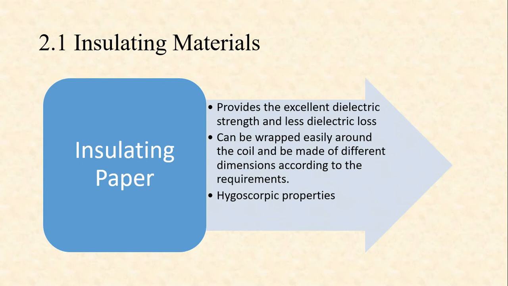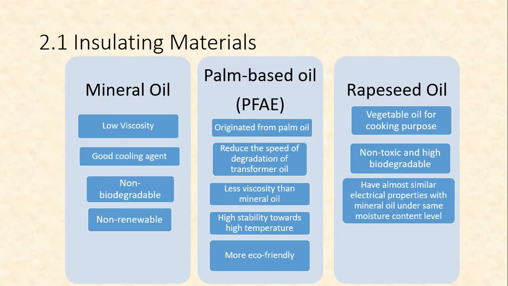And it has hygroscopic properties, which means that it will absorb the moisture content in the surrounding of the transformer. For insulating oil, mineral oil has low viscosity and it is a good cooling agent, but it is non-biodegradable and non-renewable. Palm-based oil originates from palm oil, which is a renewable source, so it is more eco-friendly.